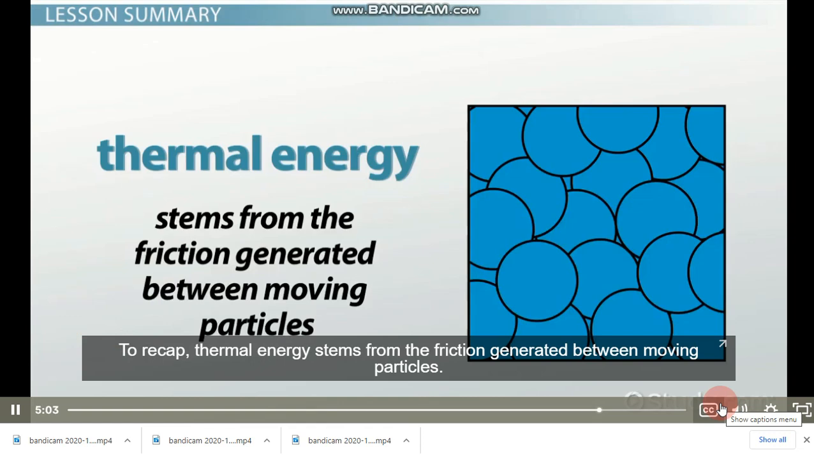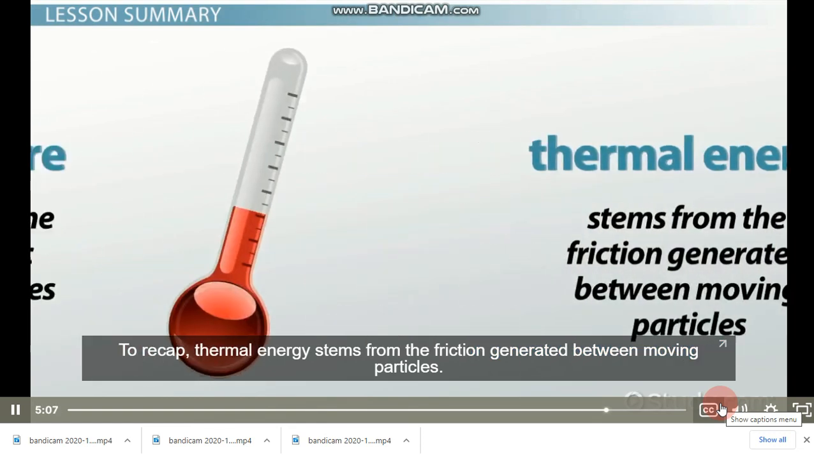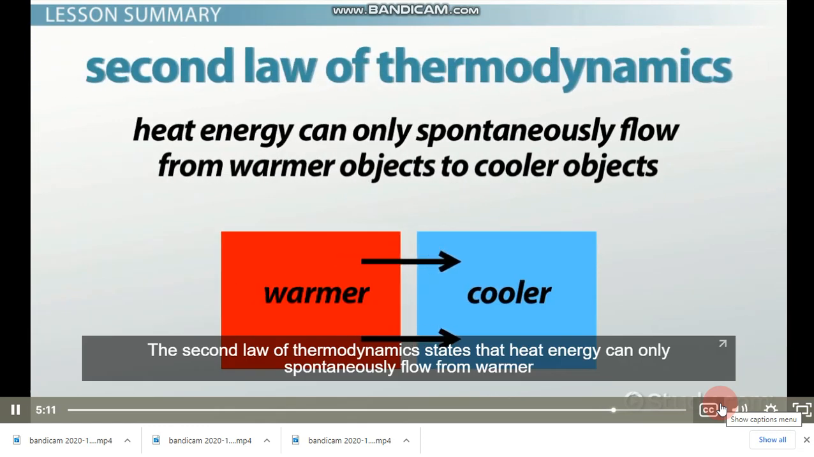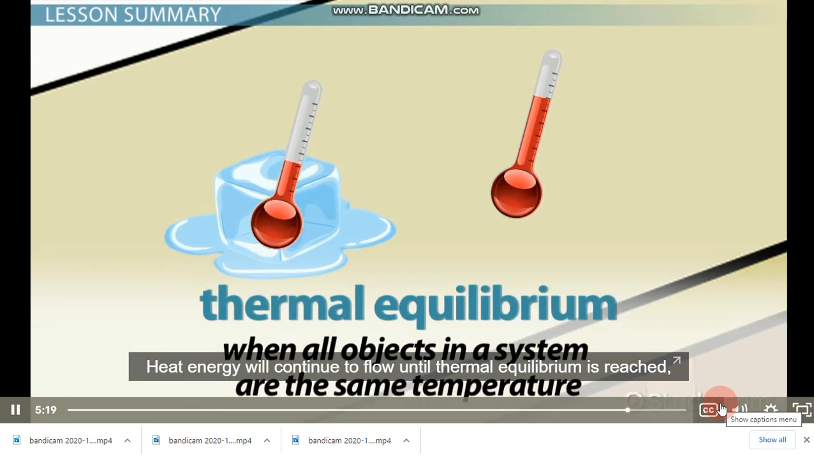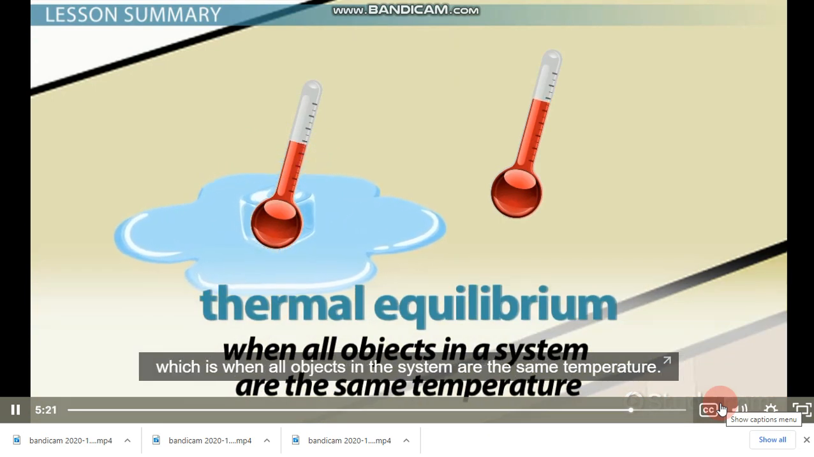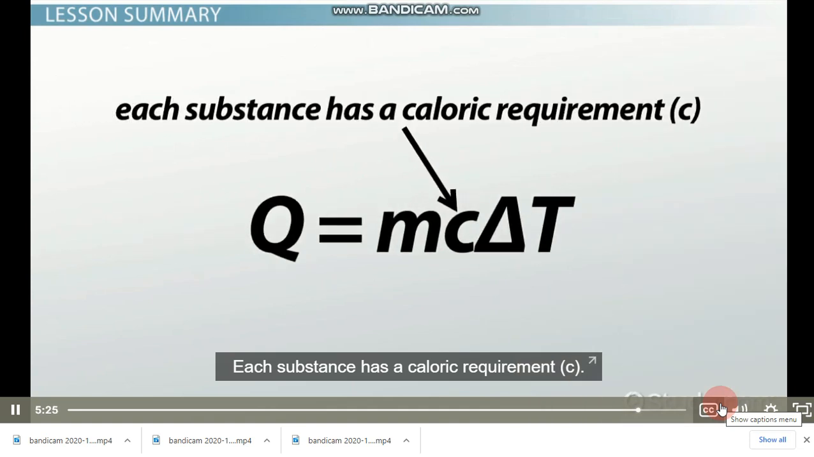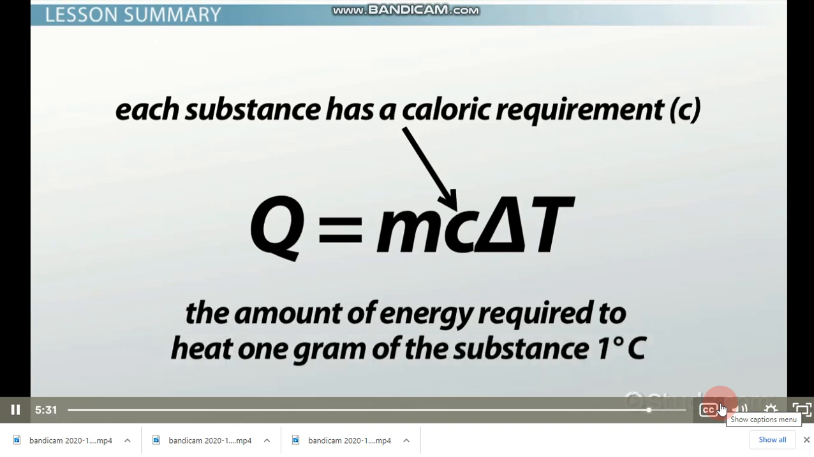To recap, thermal energy stems from the friction generated between moving particles. Temperature is the measure of the average kinetic energy of particles. The second law of thermodynamics states that heat energy can only spontaneously flow from warmer objects to cooler objects. Heat energy will continue to flow until thermal equilibrium is reached, which is when all objects in the system are the same temperature. Each substance has a caloric requirement, C. It is defined as the amount of energy required to heat 1 gram of the substance 1 degree Celsius.